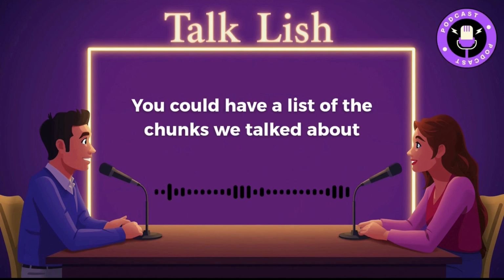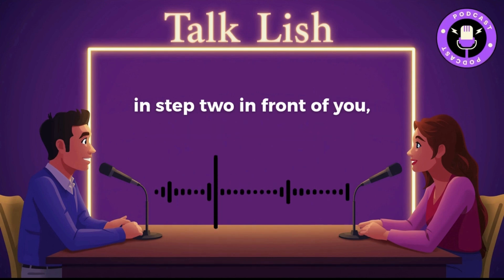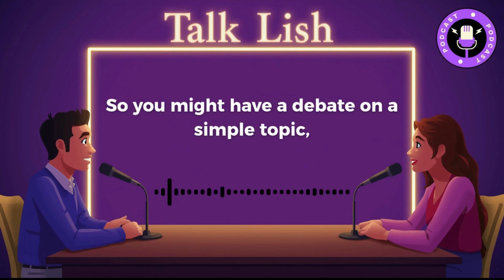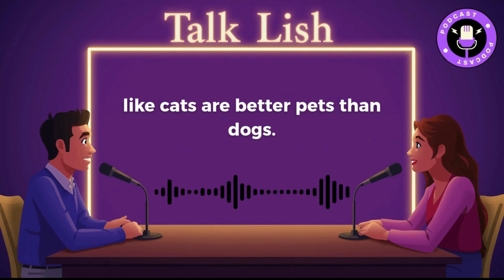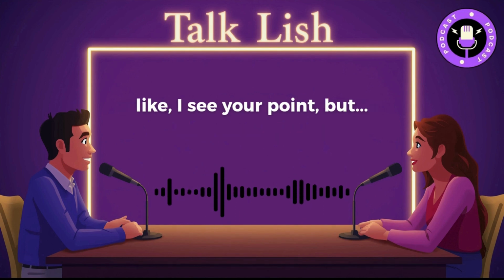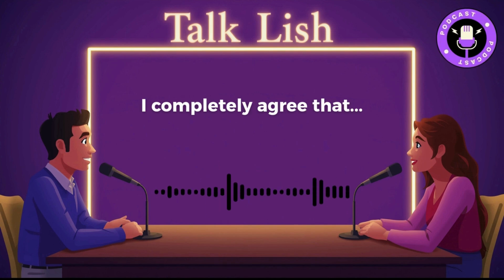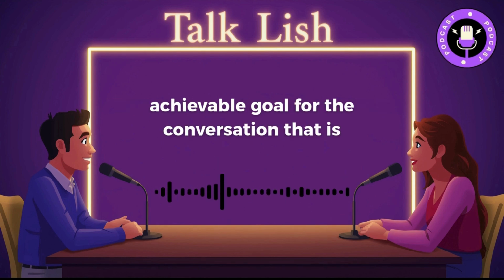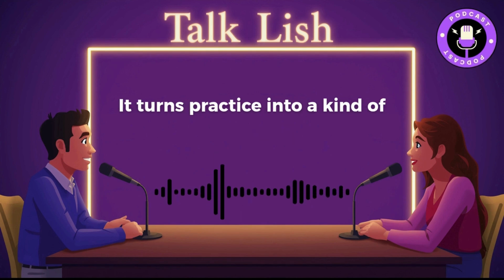You could have a list of the chunks we talked about in step 2 in front of you, and your goal is to use at least 5 of them. So you might have a debate on a simple topic, like, cats are better pets than dogs. And you're intentionally practicing phrases like, I see your point, but, on the one hand, I completely agree that. This structured approach takes the pressure off. You have a clear, achievable goal for the conversation that is separate from just speaking perfectly. It turns practice into a kind of game.